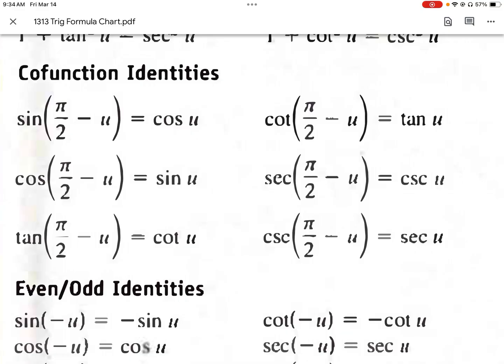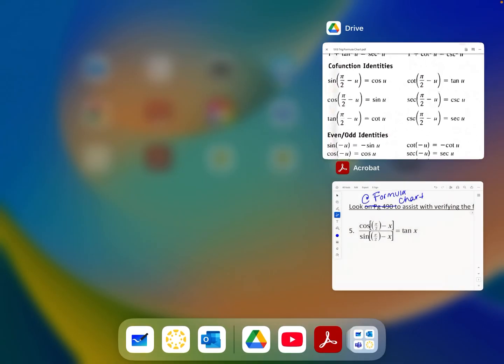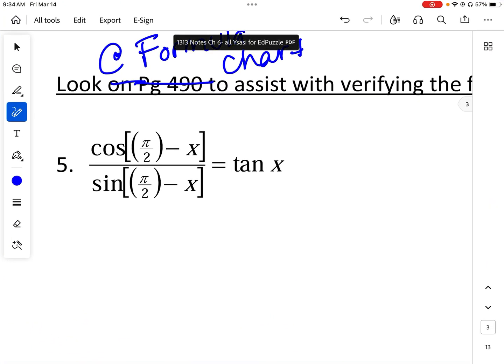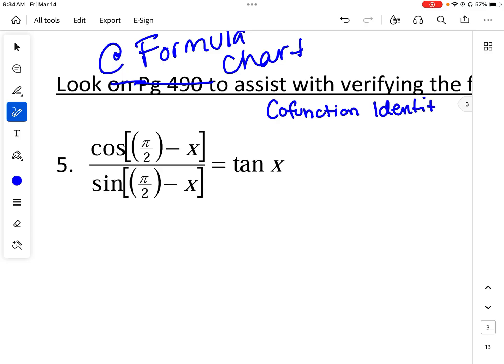Okay, so cosine, which is what's on top, pi over 2 minus u. Well, we can replace u with x because u is interchangeable with whatever variable you want to use. So we can replace the cosine that's on the top of our fraction with sine. Then we can replace the denominator, which has the sine, with cosine. So let's do that. I'm going to write myself a note: cofunction identities.